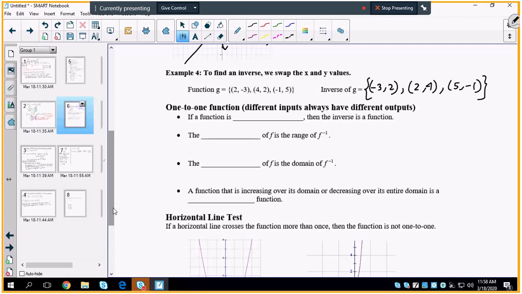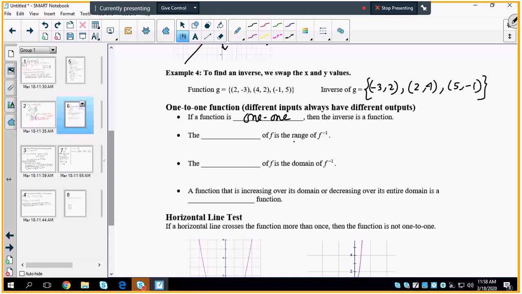Let's fill in the blank questions. One-to-one function: different inputs always have different outputs. If a function is one-to-one, then the function has an inverse. So remember this. In order to establish the inverse of a function, the original function must be one-to-one.